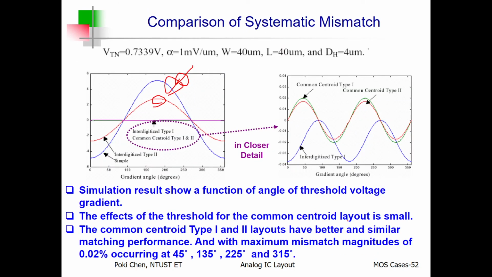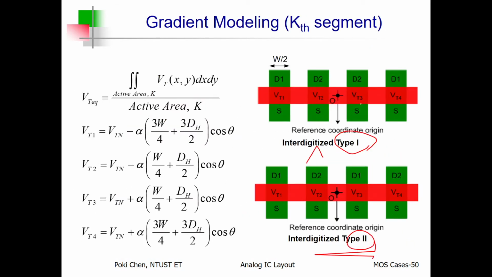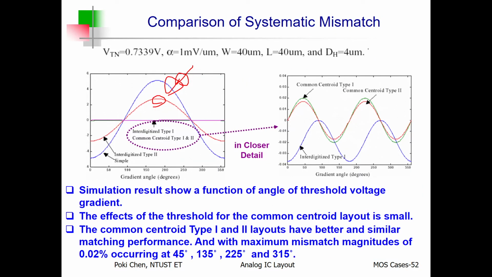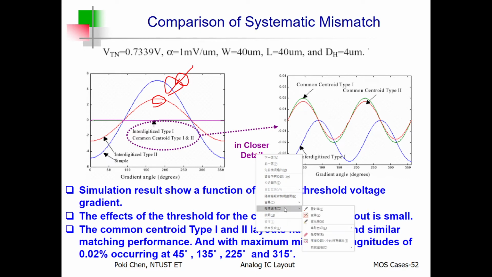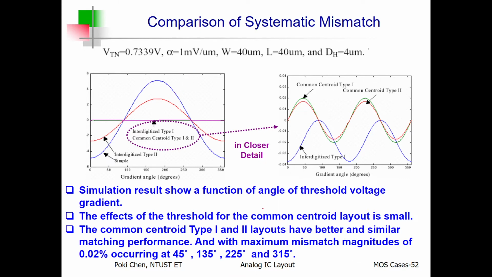Okay, let's have a look at this. For interdigitated type 1 and type 2, let's have a look at the simulation result. Which one is for interdigitated type 2? Oh, the red one. See, this is for interdigitated type 2 without common centroid layout. The magnitude is larger than 2% in mismatch.